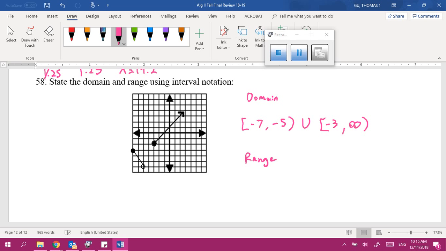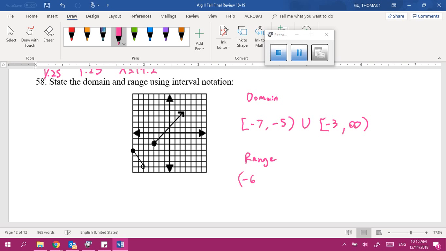Let's take care of the bottom one first, right? What is the lowest on that bottom section? -6. And should I use an open or a closed circle? I mean, should I use a parentheses or bracket?